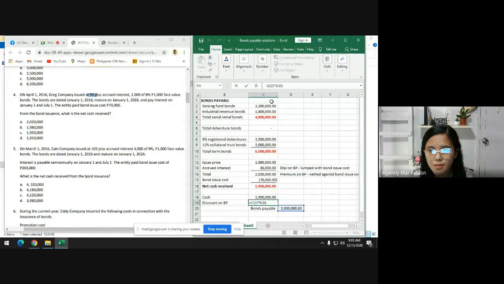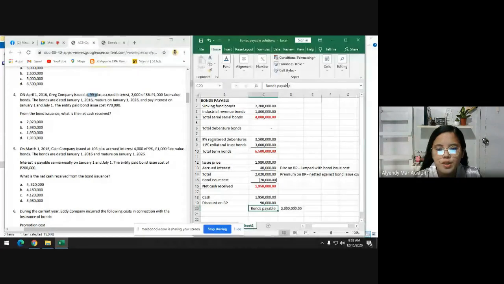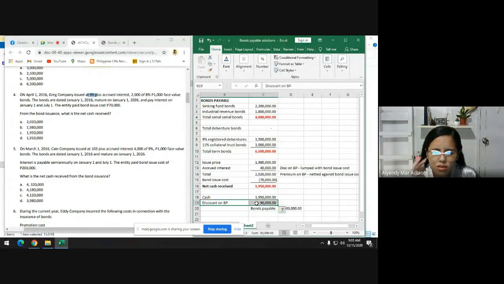So we have discount on bonds payable of 20,000 plus the bond issue cost of 70,000. Okay, so we now have a total discount on bonds payable of 90,000. Since this discount on bonds payable will be amortized over the remaining term, and the bond issue cost is lumped with it, they will be amortized together.